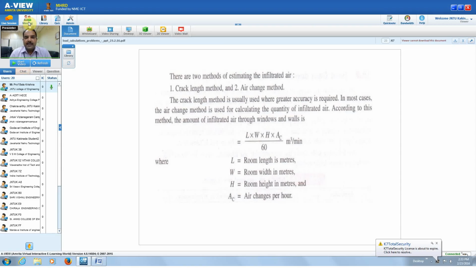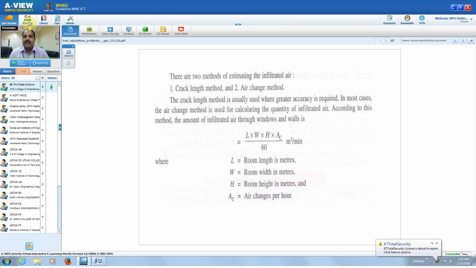According to this method, the amount of infiltrated air through windows and walls is given by L into W into H into AC by 60 meter cube per minute, where L is the room length in meters, W is the room width in meters, H is the room height in meters, and AC is the air change per hour.